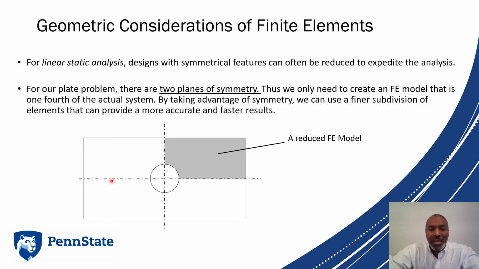We have a vertical plane, we have a horizontal plane. We can cut this into a quarter, and since we can cut this into a quarter, we can analyze just a quarter of it. From this we understand that if we pull on the right and pull on the left, and our loading is symmetric, then we would expect the top and the bottom to behave the same, and the left and the right to behave the same, such that all we need is to model one quadrant.